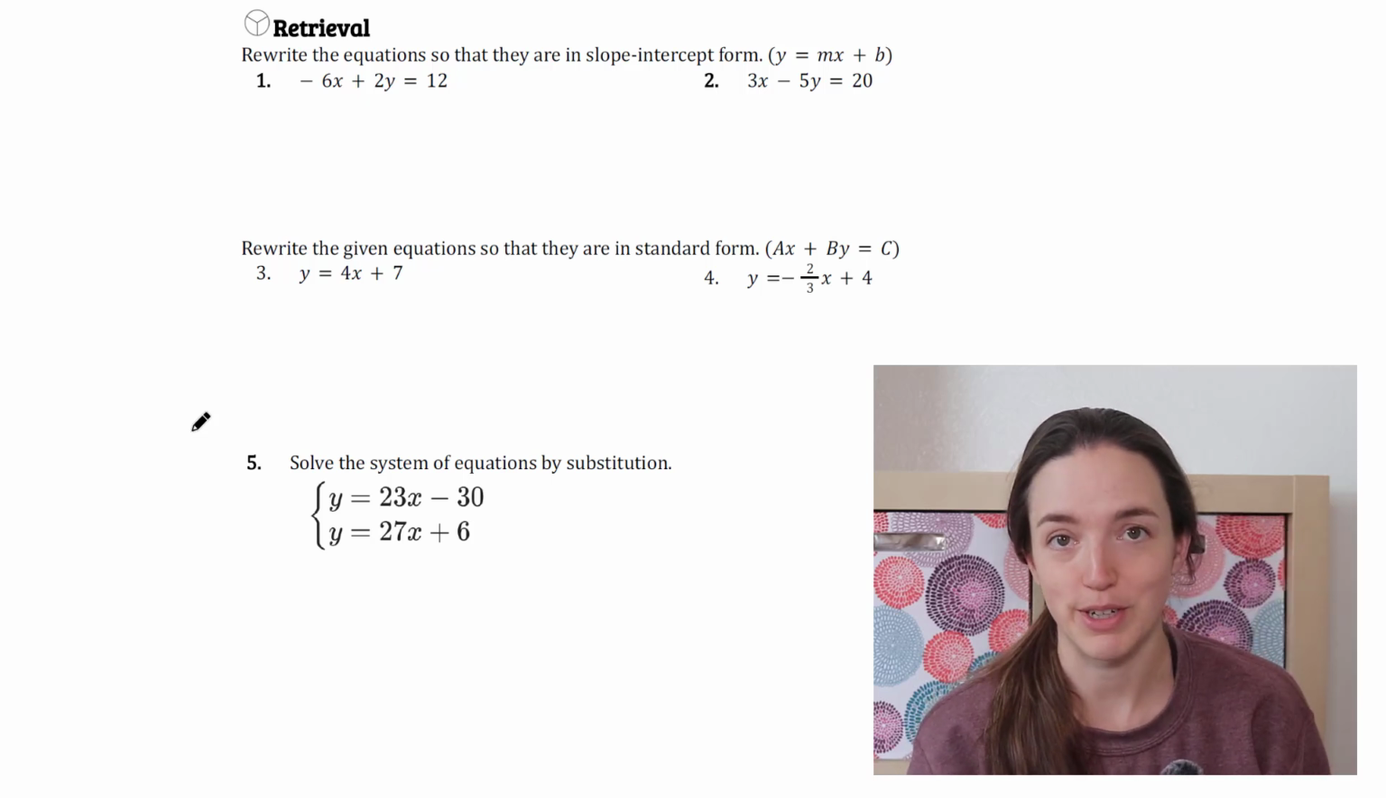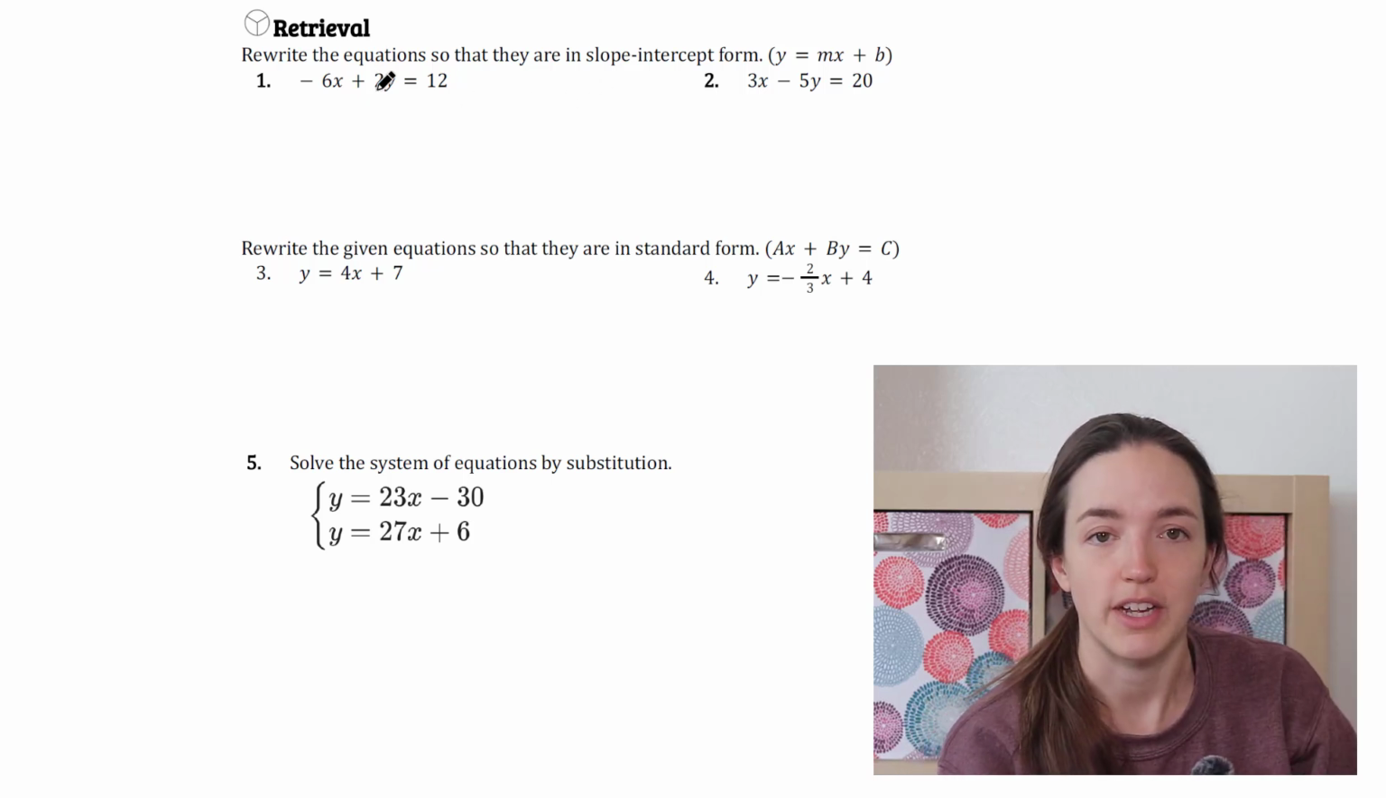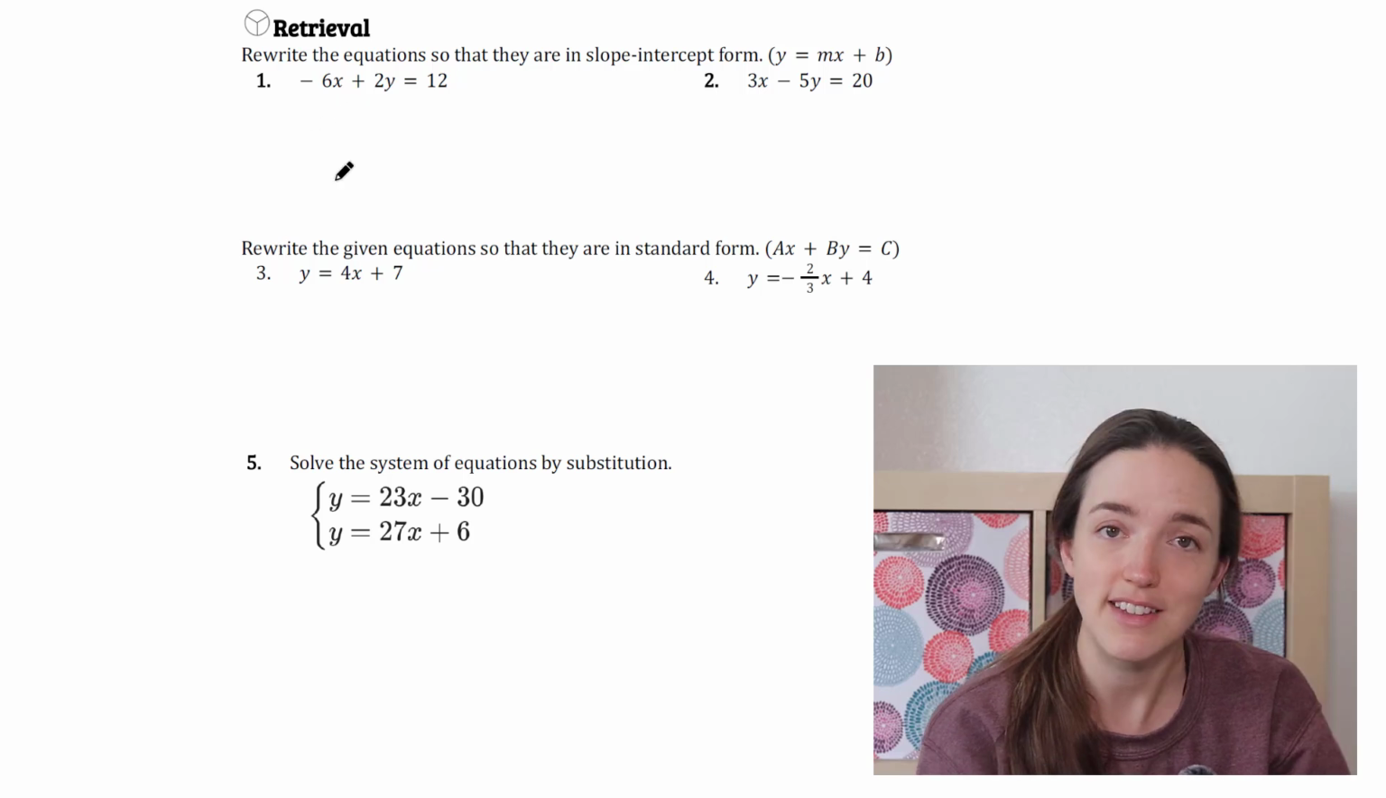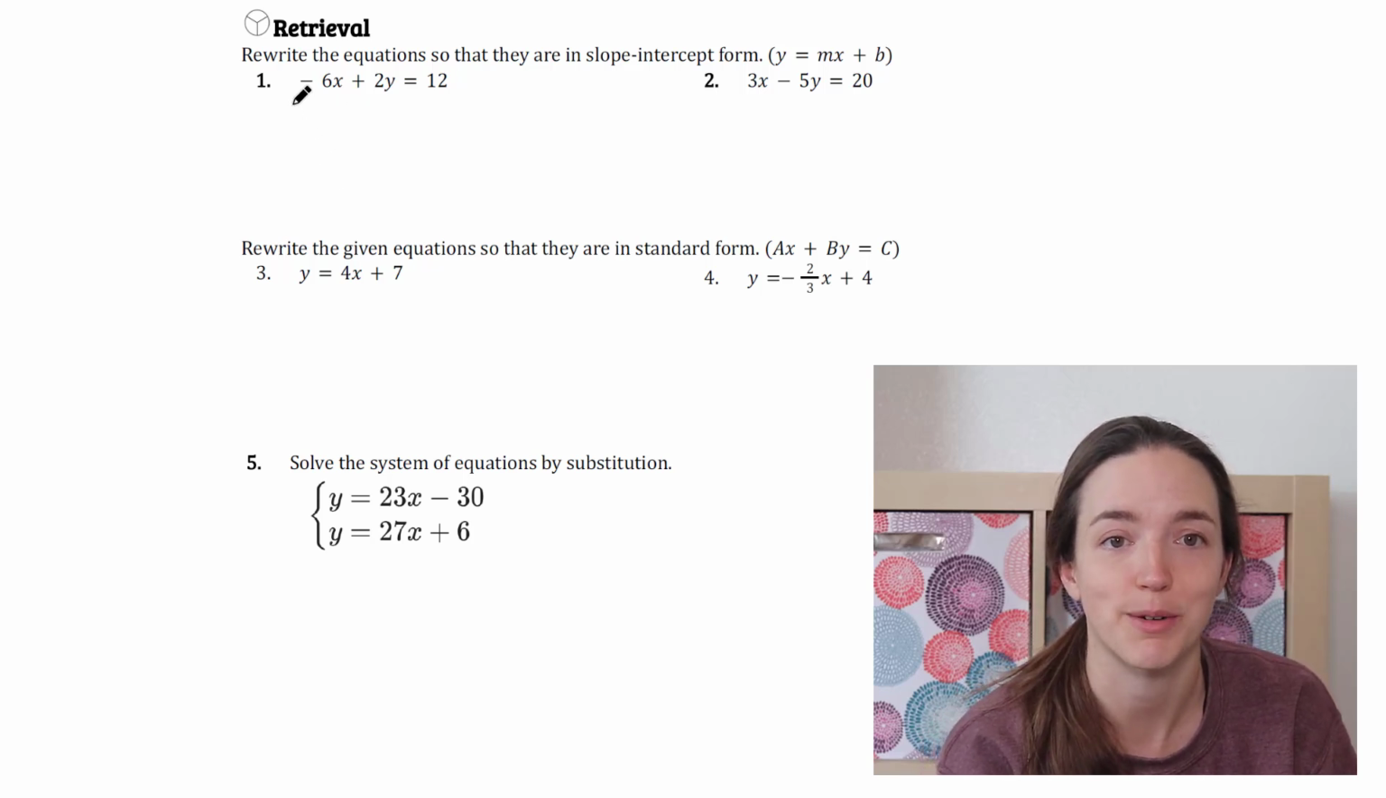So basically, we're just rearranging this to get the y by itself. Okay, if I want the y by itself, first I need to get rid of the x. If this was just minus 6 with no x, I would add 6 to get rid of it. So I'm going to do the same thing here. I'm going to add 6x to get rid of it.